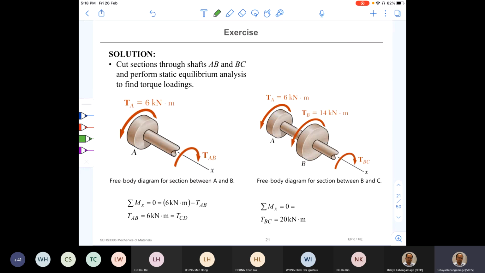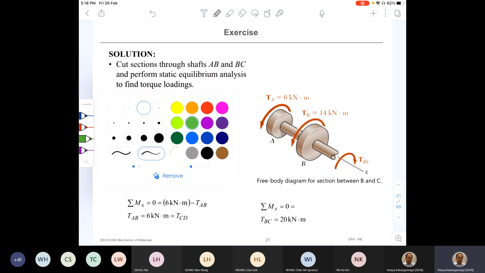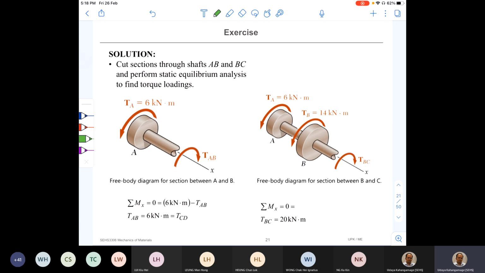So you go to the next slide. It shows you a partially completed solution. So we'll work together and complete the solution. Right. So now here in this diagram, the first one is the free body diagram for the cut portion from A to B. There TA is the externally applied torque and TAB here, maybe you mark in a different color to show that this is the internal torque, right?